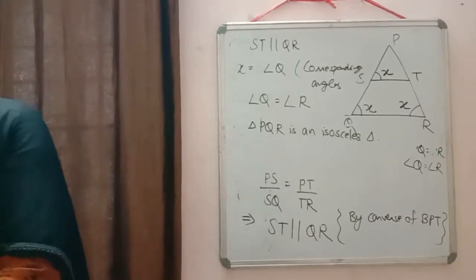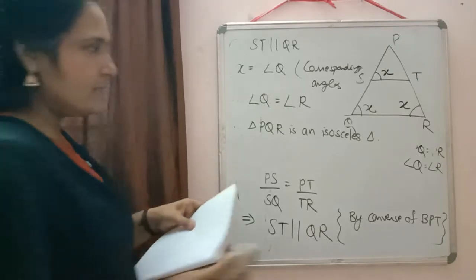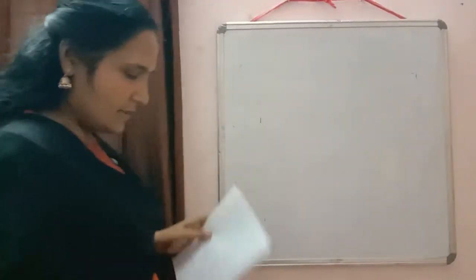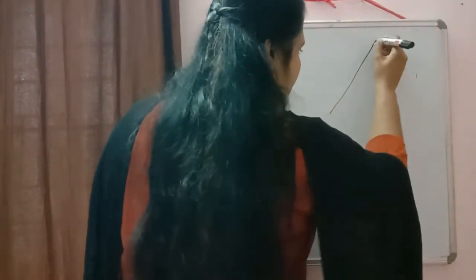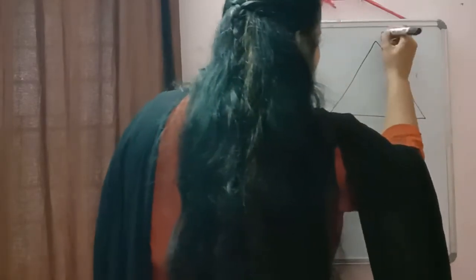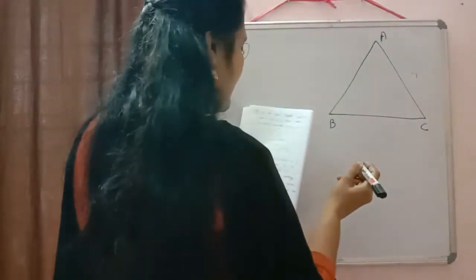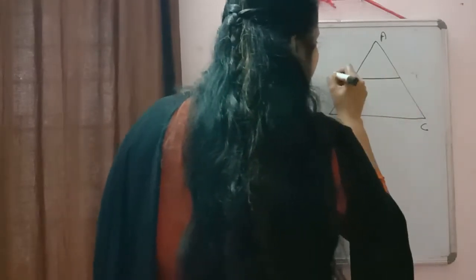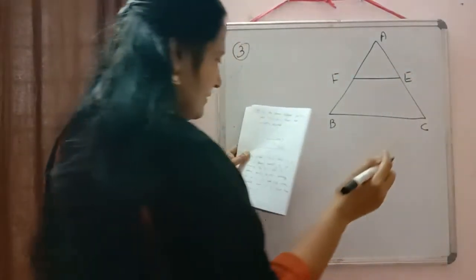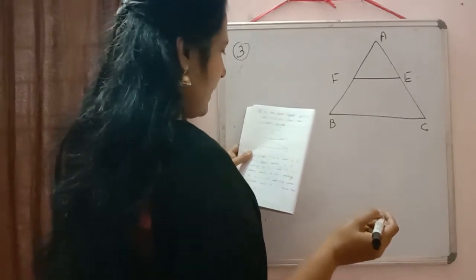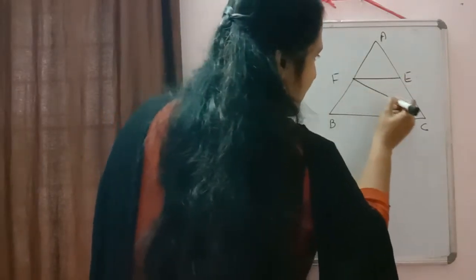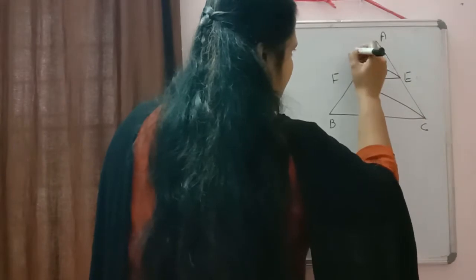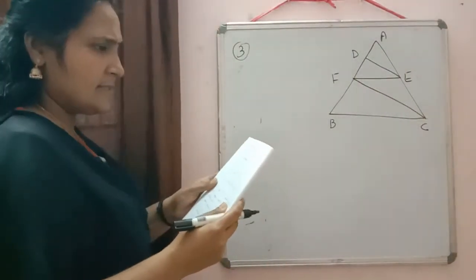Okay, now all of you check the third question. In the third question again we can check the diagram and what things are given. In question number 3, again we have a triangle ABC, then FE parallel to BC is given, then it is given DE parallel to FC. So first we can join FC, and DE parallel to FC is given. This is the diagram we have.